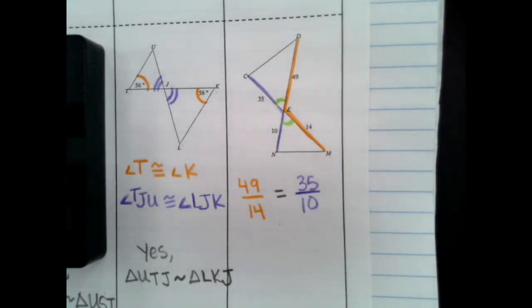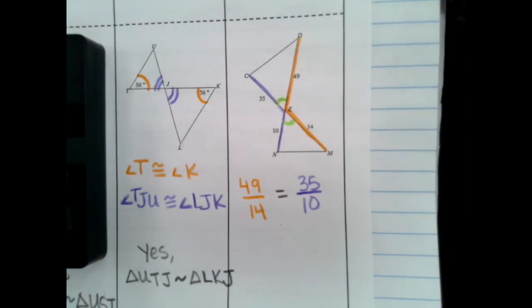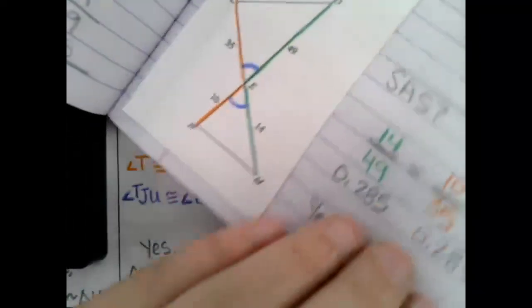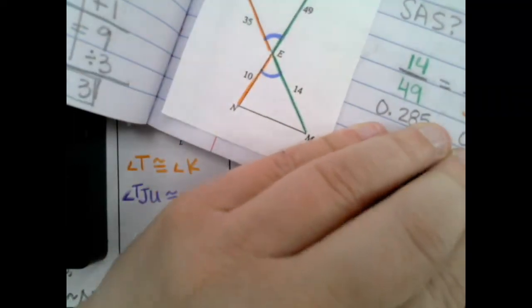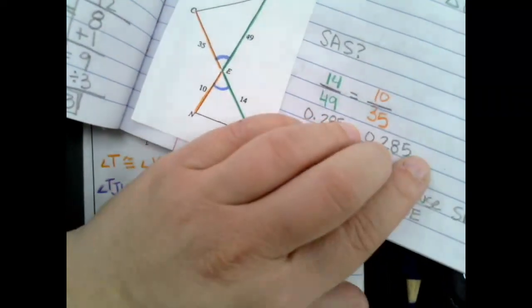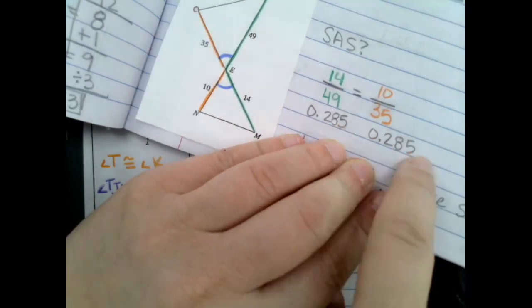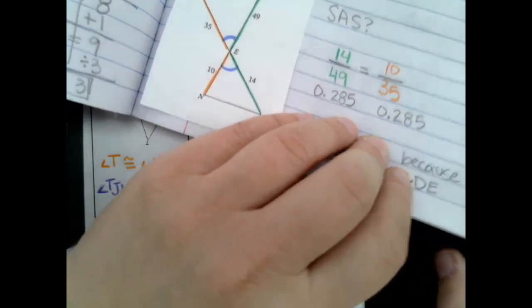Does it matter if it flips? Nope, you'll get the same answer. So that's a good question. Mr. Kwan just asked. Last year, he's looking at last year's notes. Last year, we started with a 14. We did 14 over 49 and 10 over 35. But here we get the same answer. It ends up being 0.285.